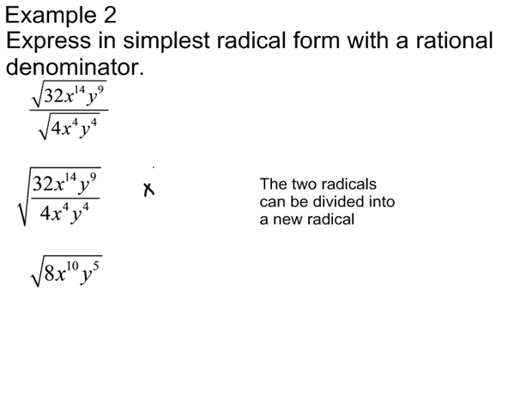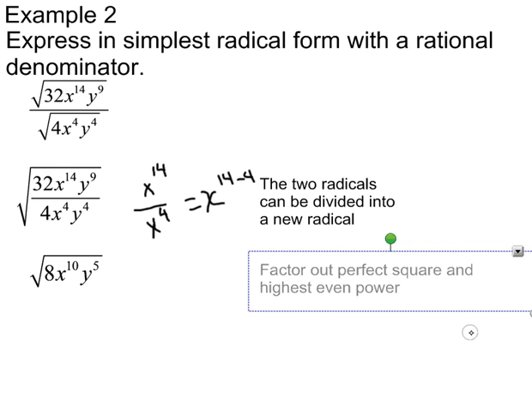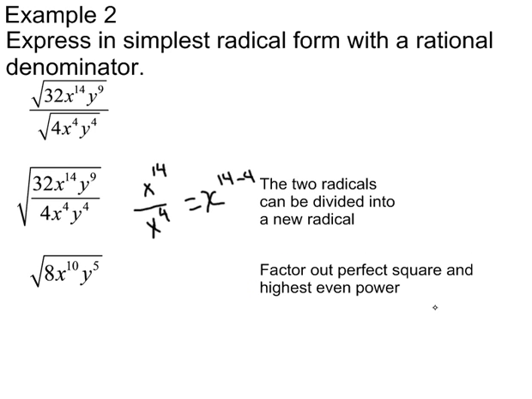Remember when you are dividing exponential expressions with the same base. Whoops, that's supposed to be a 4, excuse me. When you're dividing exponential expressions with the same base, you subtract the exponents. So you get x to the 10th. And here you get y to the 5th. Okay, so now we have to factor out the perfect square and the highest even power.